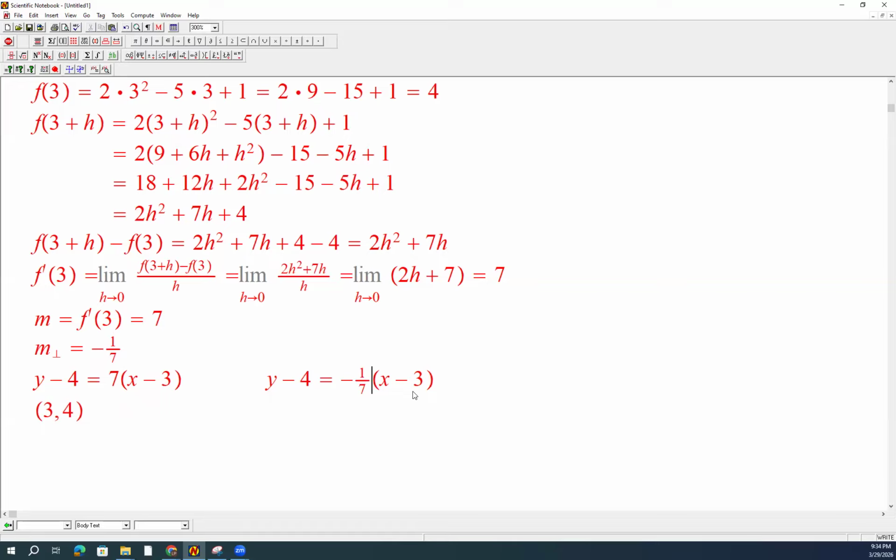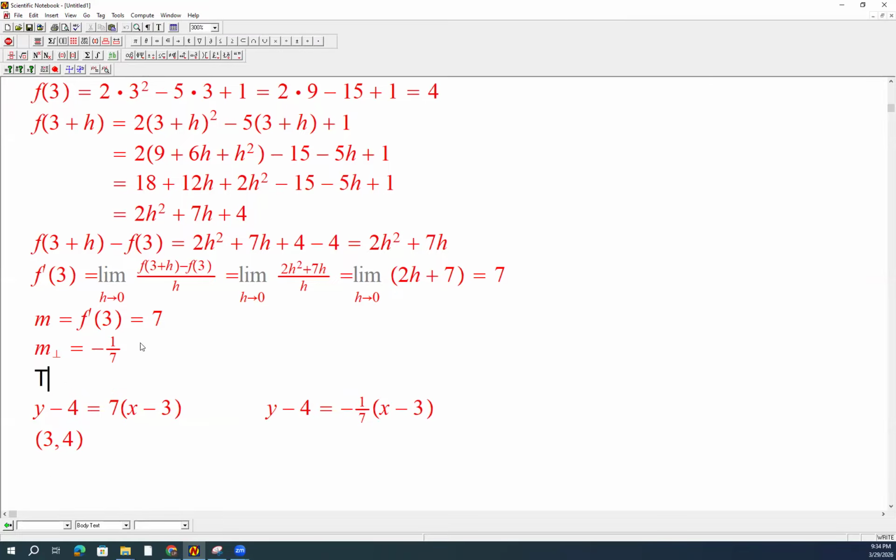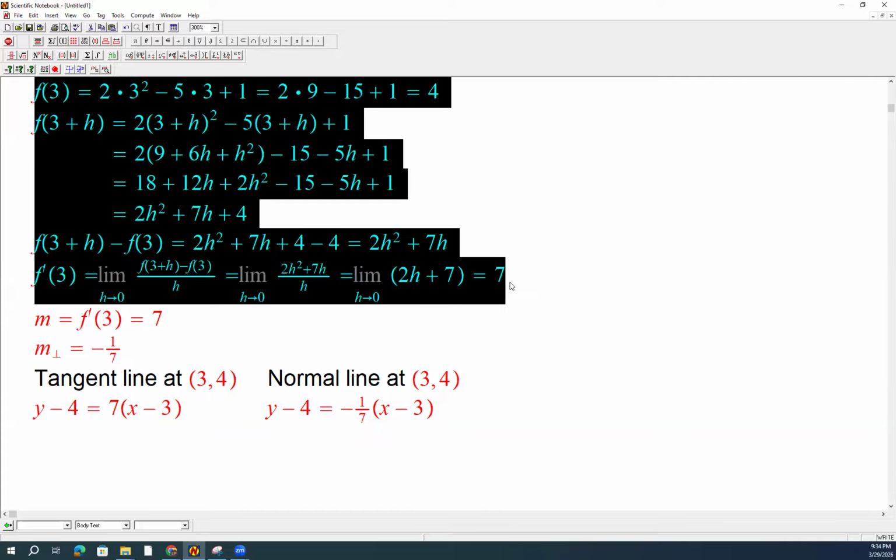So we have found our tangent line. So this is the tangent line at the point 3, 4. And this is the other one, and this is a normal line at the same point 3, 4. So we're done. The disadvantage of this method is that every time you have another point, you will have to go through the whole process all over again.